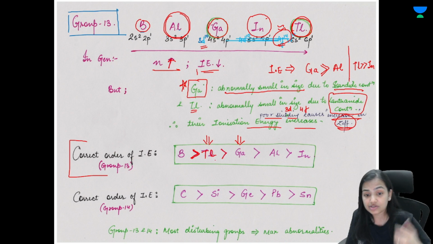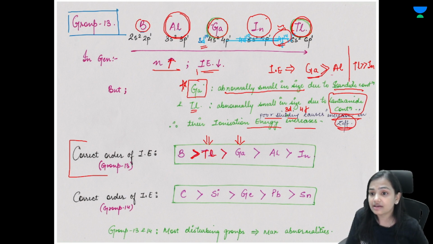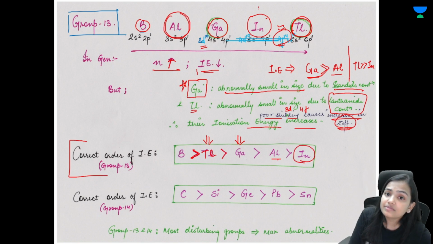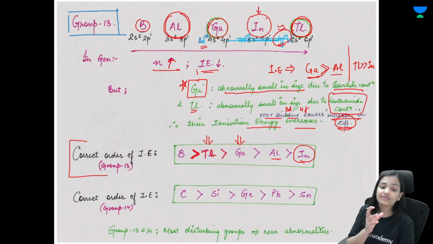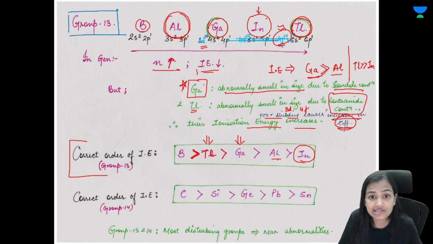Then after thallium comes gallium, because they both were abnormal. After gallium and aluminium, the aluminium will have less ionization energy, and the very least ionization energy is required by indium. I hope you got the point. Why does boron have the highest? Because it is of the second shell, smallest in size. If you compare all the sizes, boron is very small, that's the reason.